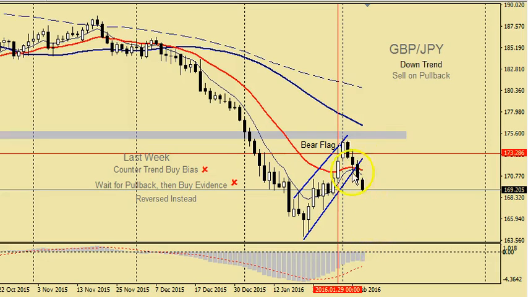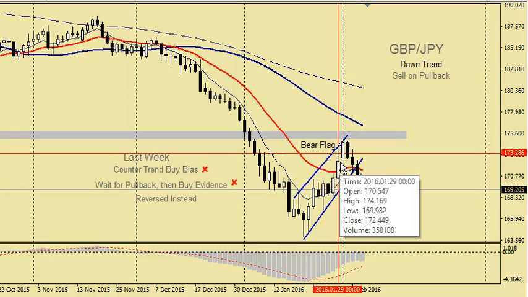So last week I said we would wait for a pullback and then look for buy evidence. That never happened at all. There was never any buy evidence. Well, the buy evidence was right here, but it did not really pull back. So the close of the previous Friday, it was right here. You see this white bullish candle.